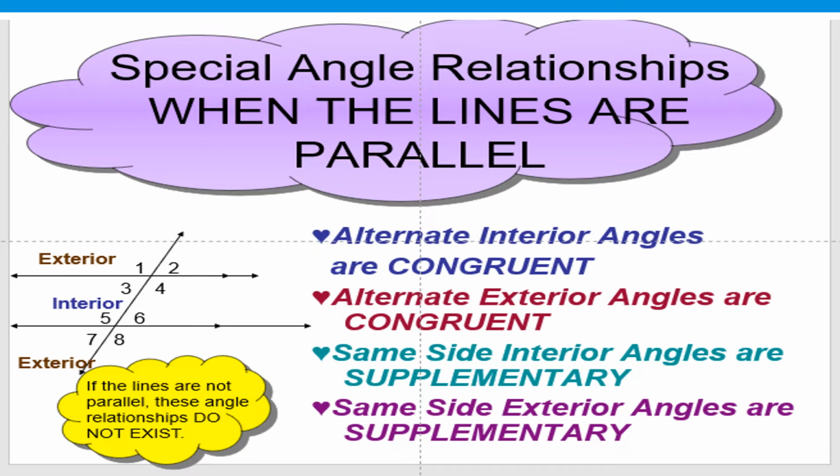Okay. So in terms of alternate interior angles, 3 and 6 are congruent. Because they are on alternate sides. Okay, so also for alternate exterior angles, they are also congruent.